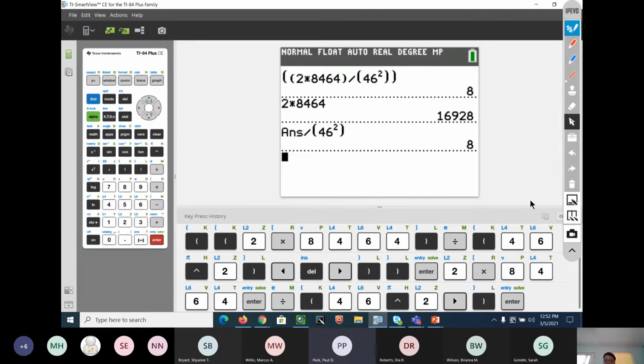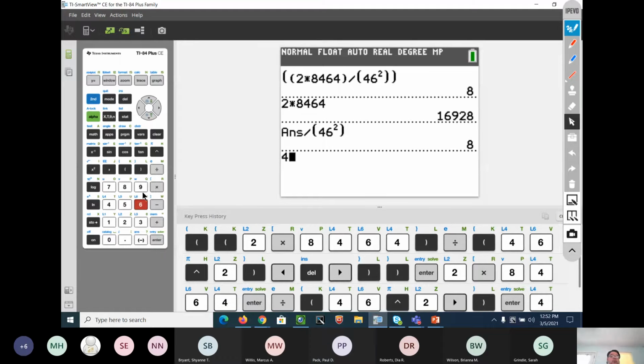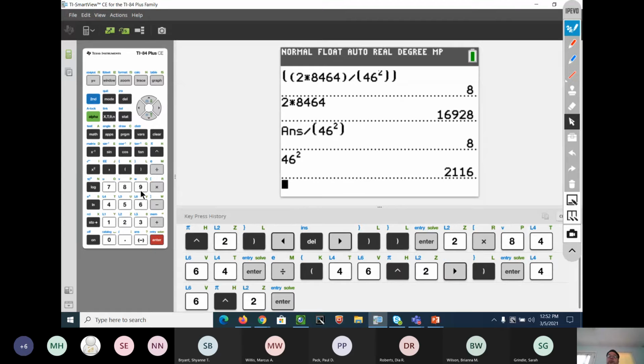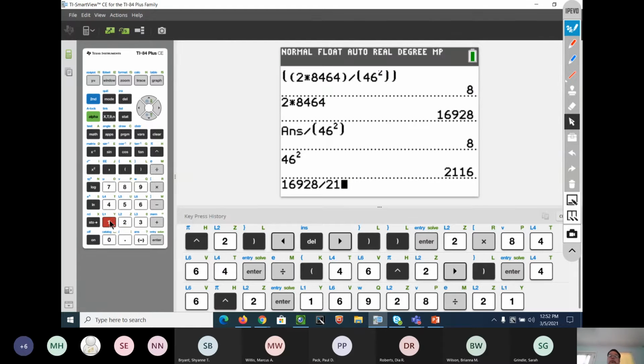Okay, yep, I got it. So instead of getting 2,116, I got 96 for the 46 squared. That's why I was like, huh? Yeah, 46 squared is 2116. So if you take 16,928 and divide that by 2116, you get 8.